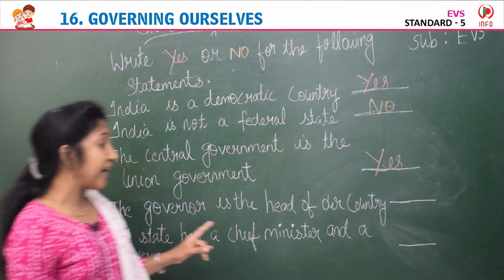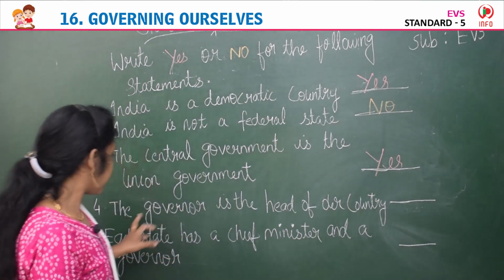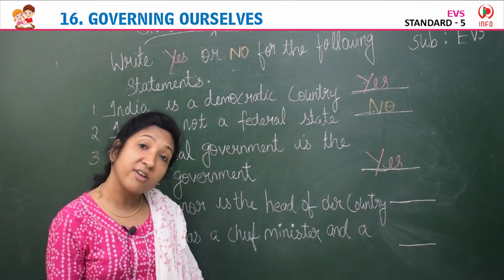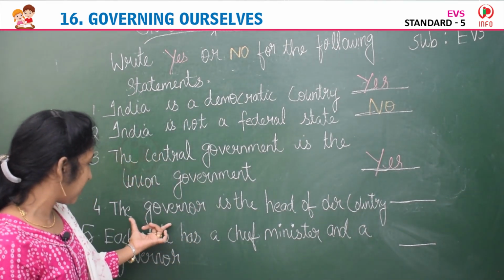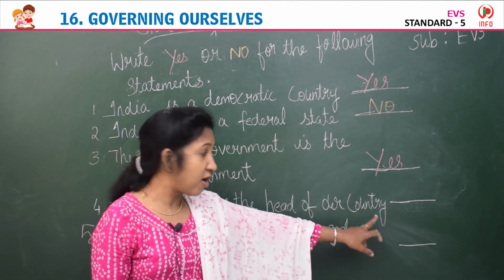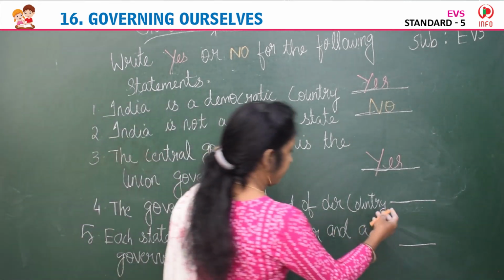Coming to the fourth statement, what is it? The governor is the head of our country. Is it right or wrong, children? Is the governor the head of the country or the state? The governor is the head of the state actually, isn't it? So, whatever is given here is wrong. The governor is the head of our state, not country. So, the statement is wrong. So, the answer is no.